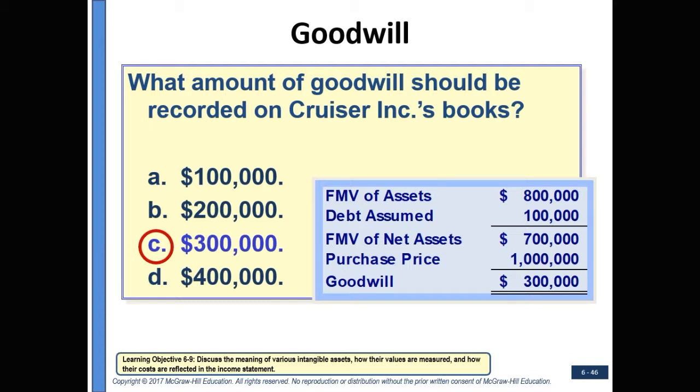Using the equation of fair market value of assets less debt assumed, giving fair market value of net assets at $700,000 and a purchase price of $1 million, there is $300,000 of goodwill that will be recognized on Cruisers Incorporated's books for the acquisition of James.